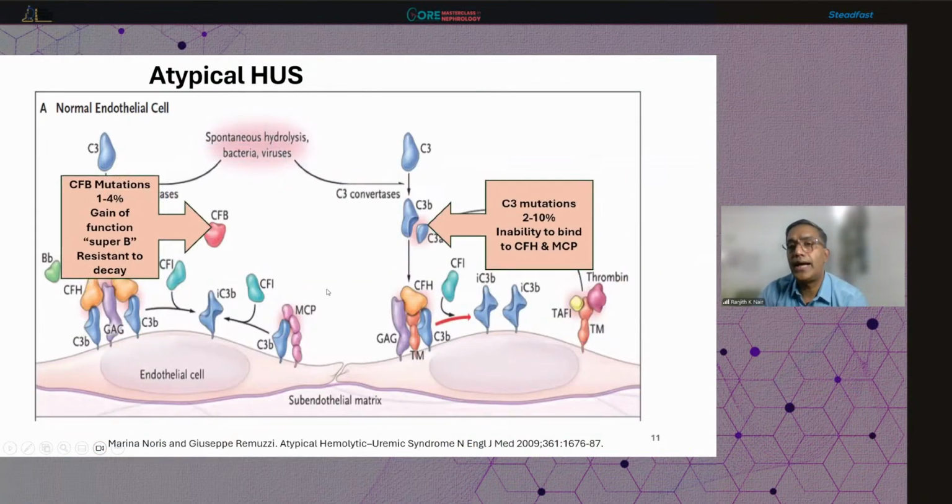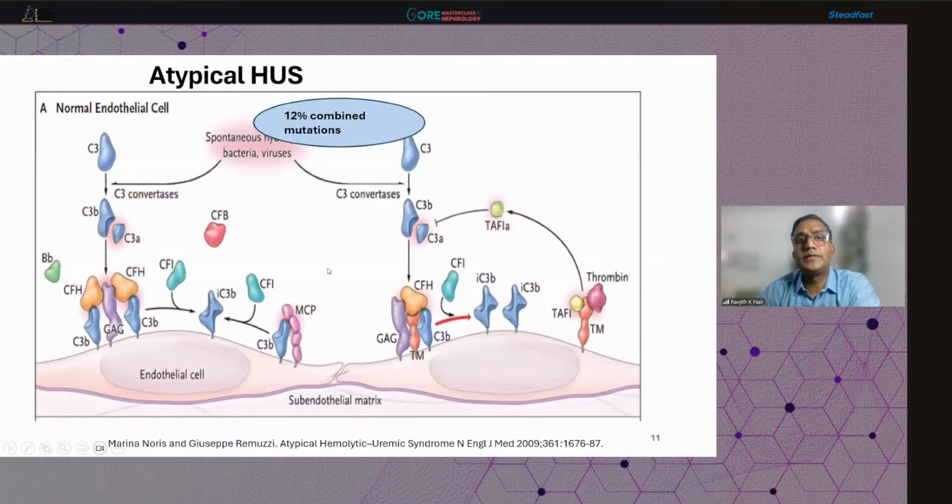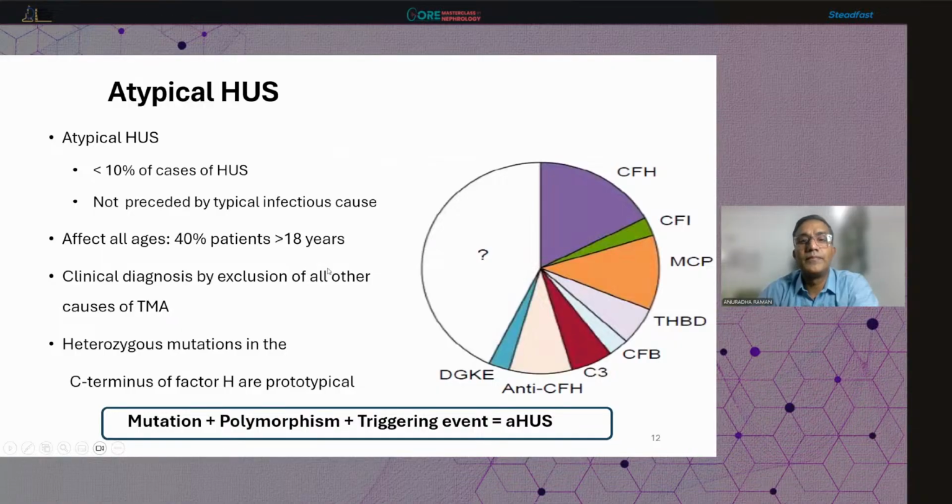And then you have active or gain of function mutations, which are C3 mutations, or the complement factor B mutations, which lead to the super B, which is resistant to decay. Ultimately, they all cause injury to the endothelium, expose the subendothelial matrix, and lead to coagulation. In about 12% of cases, combined mutations may be seen.